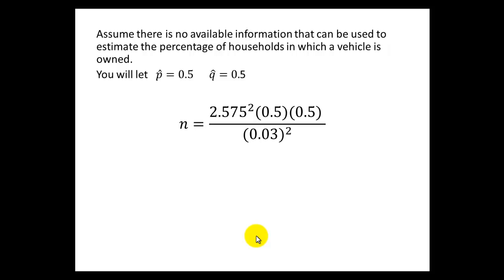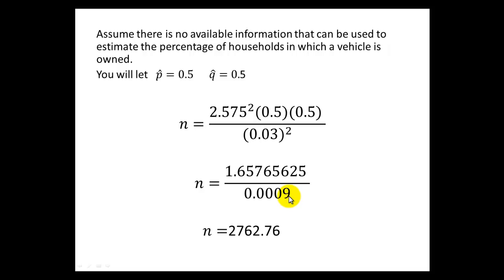Now we're just doing the same calculation as before. We're just now using 0.5 here and here. Here's an intermediate step if you want to check it with your calculator. And that leads us to the value of 2,762.76. Again, we're going to round because we can't interview a fraction of a household. So we're going to have to interview 2,763 households in order to estimate the percentage of homes that have a vehicle, to do that with 99% confidence and a margin of error that's no bigger than 3 percentage points.